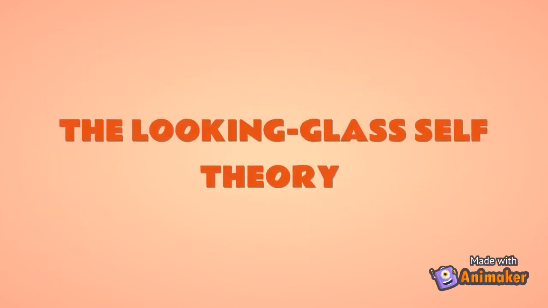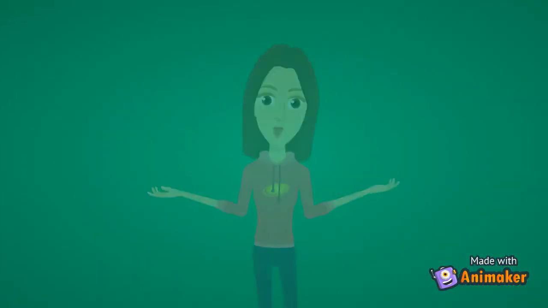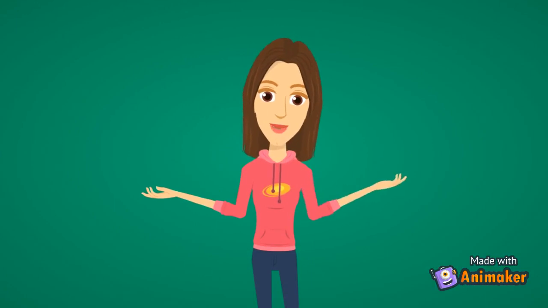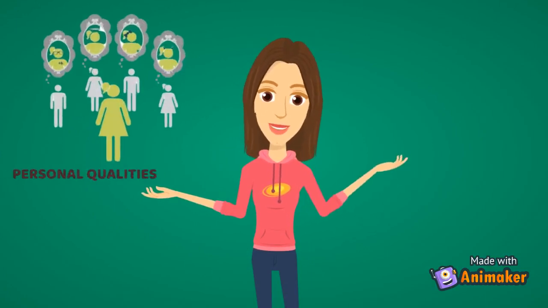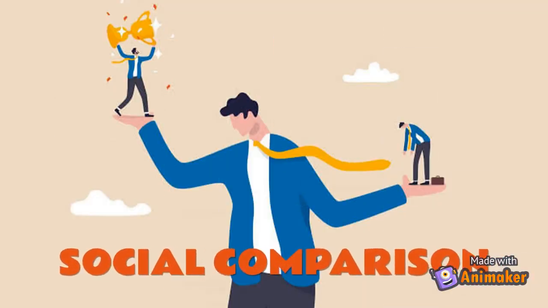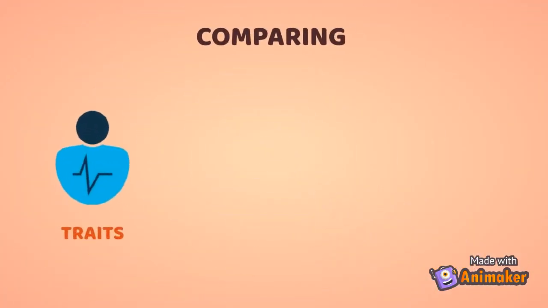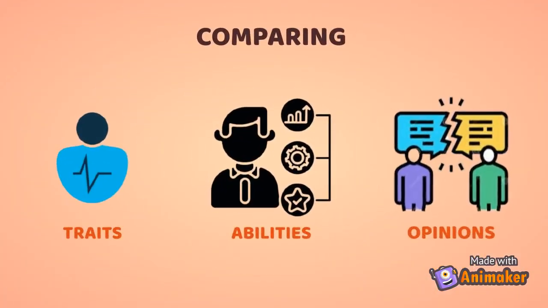The Looking Glass Self Theory. Charles Horton Cooley stated that the view of oneself comes from a compilation of personal qualities and impression of how others perceive the individual. Social comparison is a process of comparing one's traits, abilities, or opinions to that of others.